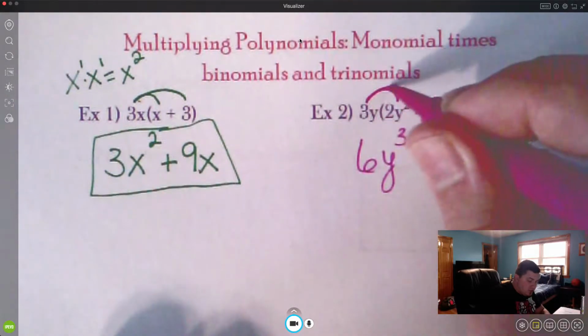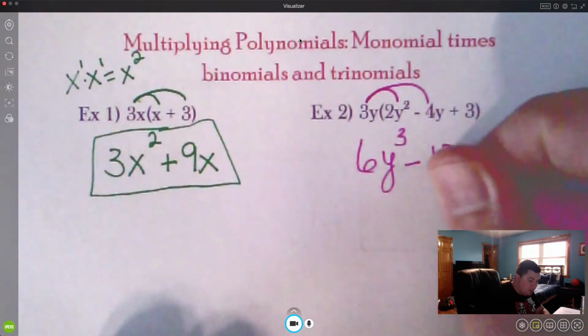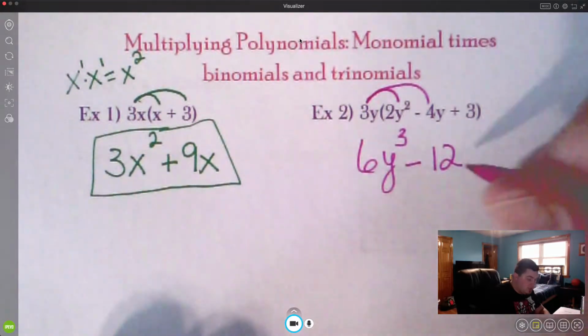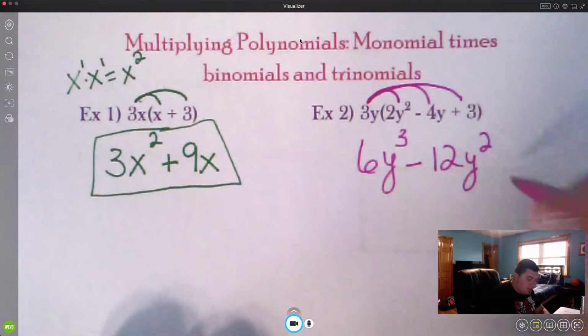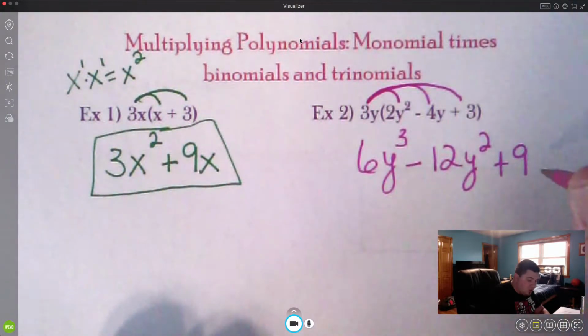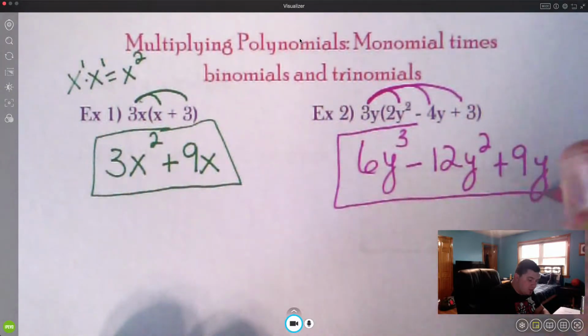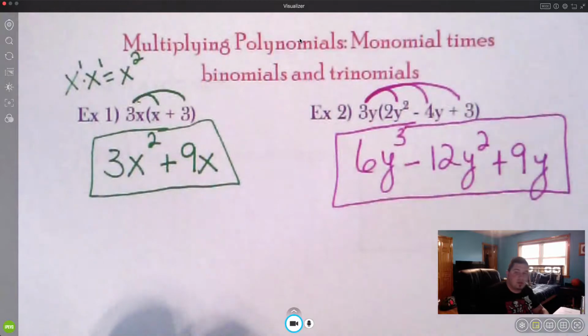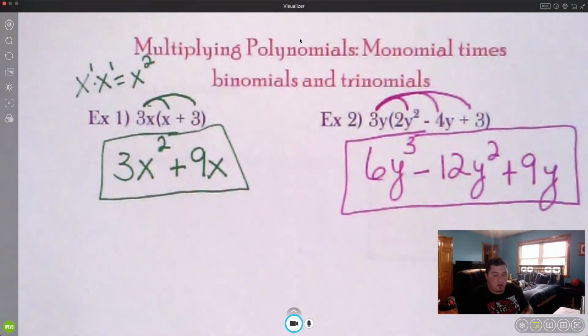And then we're going to distribute to the 4. So 3 times negative 4 is negative 12. Y times y is y squared. And we're going to take that to the last one. 3 times 3 is 9. Y times 1 is just y. And we're in standard form, so we're good to go. That's how we're going to multiply a monomial times either a binomial or a trinomial.